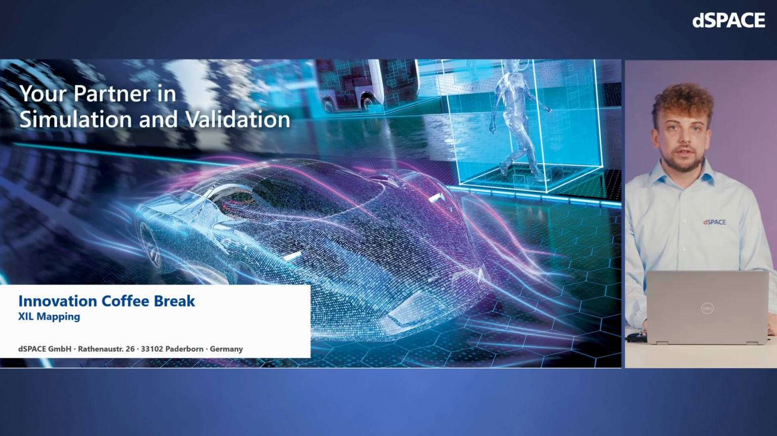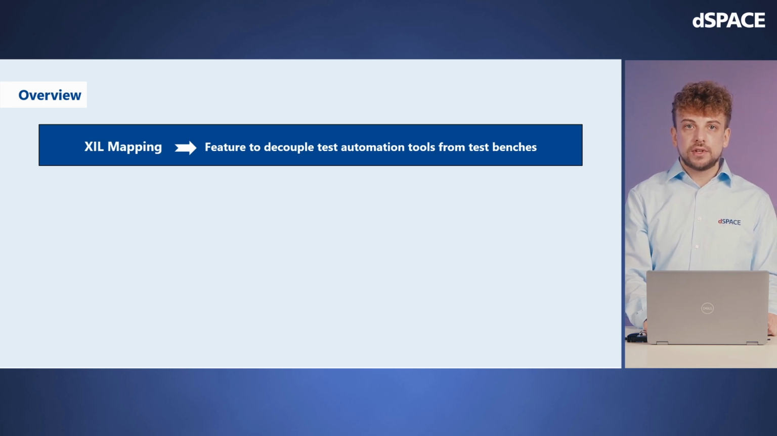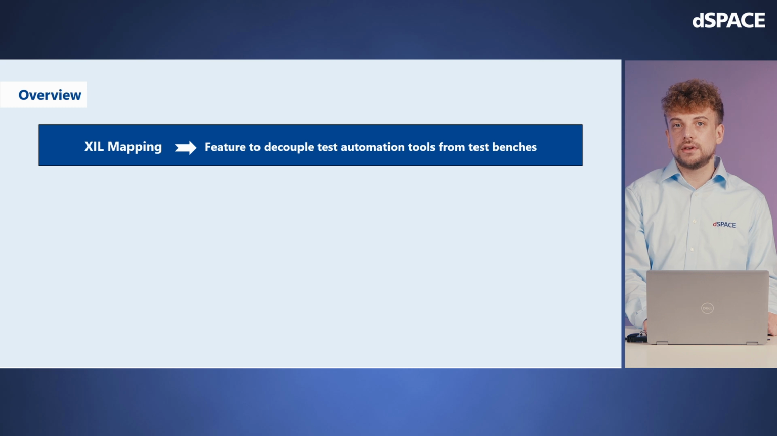Yes, sure. So what is SIL Mapping and why is it interesting for you? SIL Mapping is basically a feature which simplifies the workflow process of our toolchain by decoupling test automation tools from test benches. The result is that thanks to SIL Mapping, structural changes in your models no longer have an effect on your test automation tools. The X in SIL Mapping stands for the fact that it can be used in different development stages, for example in HIL testing, so hardware in the loop testing, or in SIL testing, so software in the loop testing.